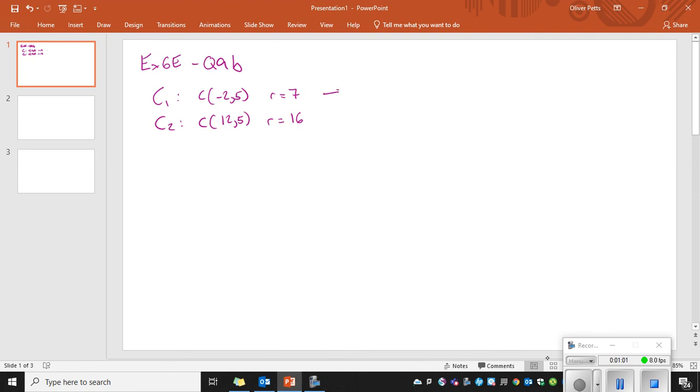But we need some equations first. So let's write down our circle equations for each of these circles. So we're going to have x plus 2 all squared plus y minus 5 all squared is equal to 7 squared, which is 49. We're then going to have x minus 12 all squared plus y minus 5 all squared is equal to 16 squared, which is 256.